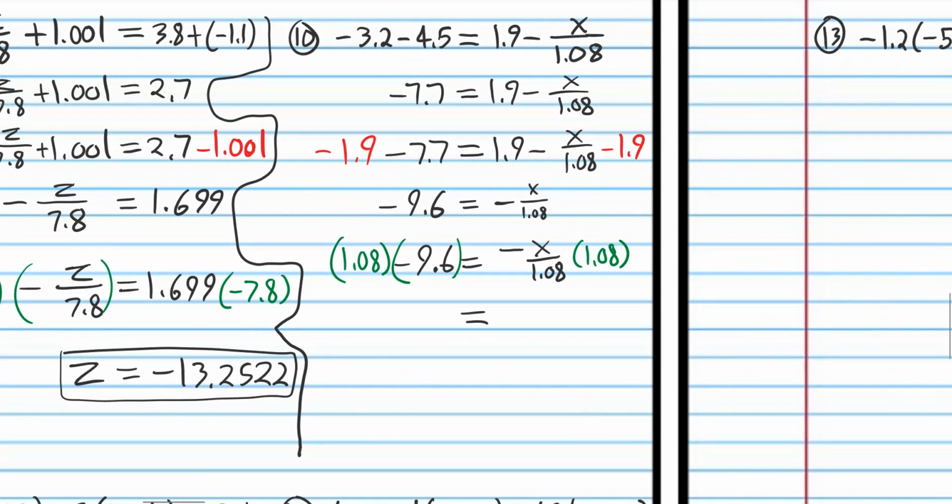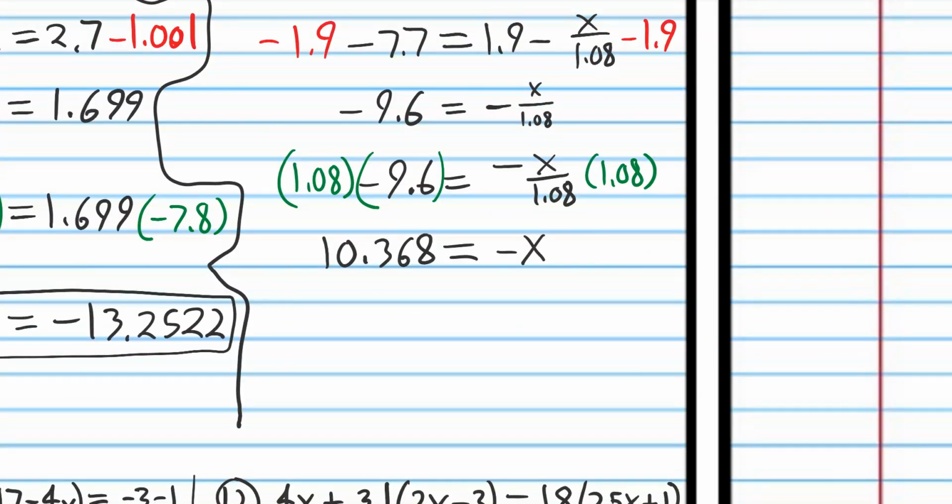So then we get negative x. And notice the negative is still on the x. So this is not really the optimal way to do it as far as speed, but I just want to show you that there are multiple ways to think of this. And then we get 10.368 using the calculator on the left side of the equation. And don't forget to add your negative there.